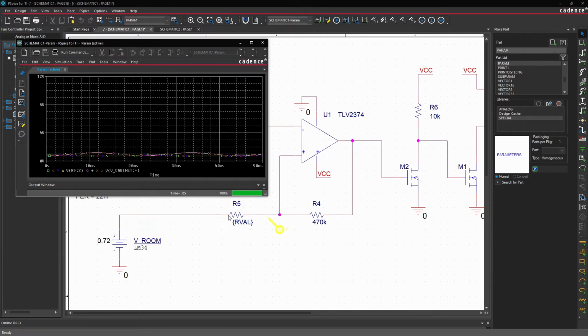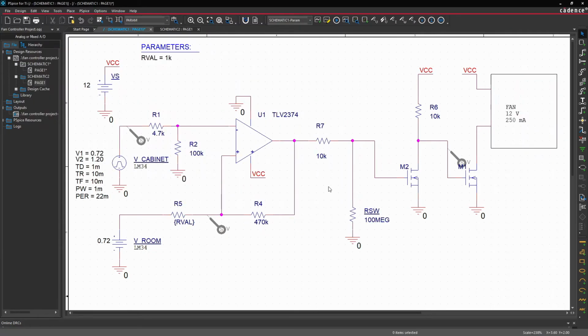This means that the voltage divider created with R5, R4, and the output of the device is going to cause more of a change whenever the output is 12 volts than it will whenever it's 0 volts. In other words, the difference between V room and V out is 11 volts in one case and about 1 volt in the other case.